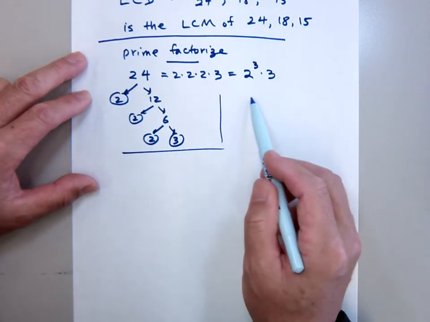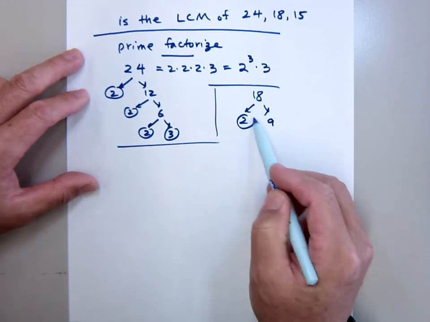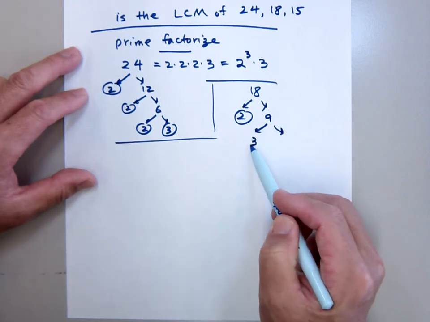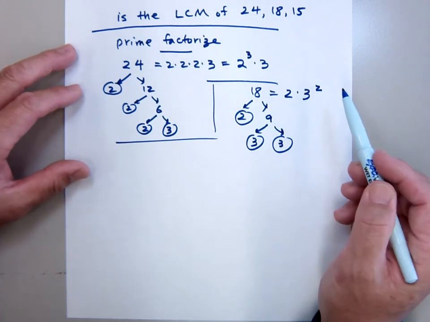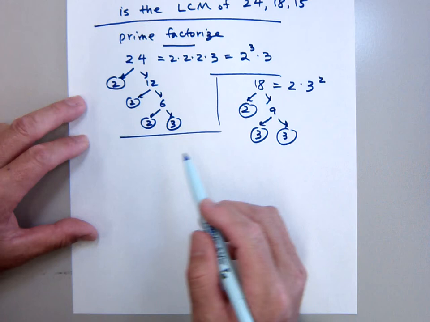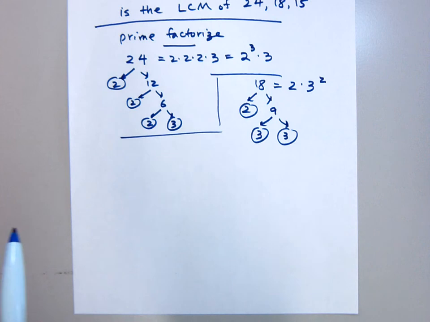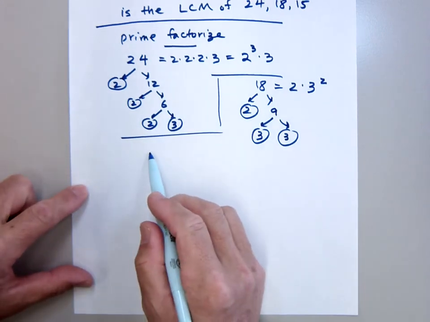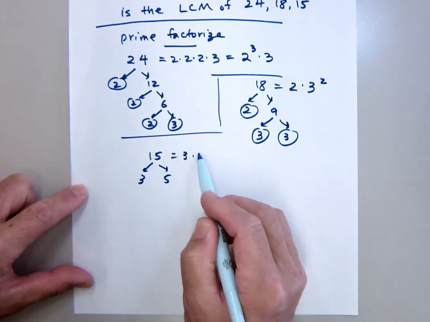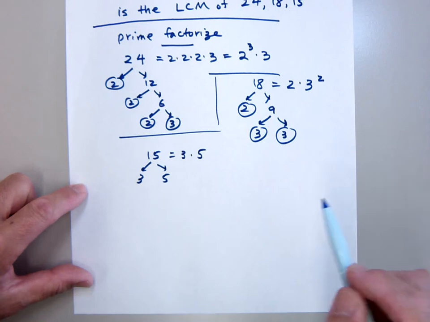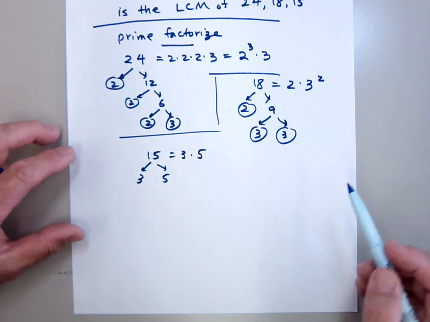So 18 can be broken down as 2, 9. 2 is prime, 9 is 3, 3. Therefore, 18 is 2 times 3 squared. And the final one is 15. 15 is just 3 and 5. So there we finish the prime factorization of the three.